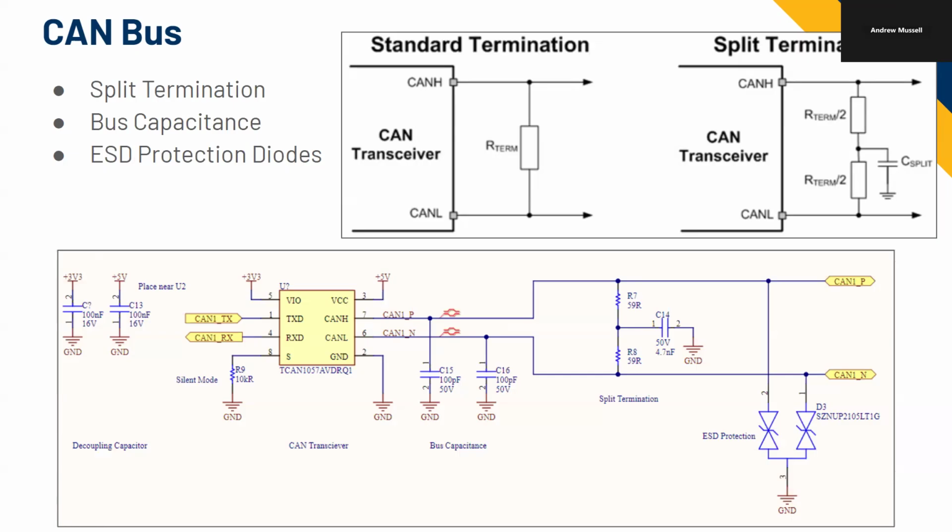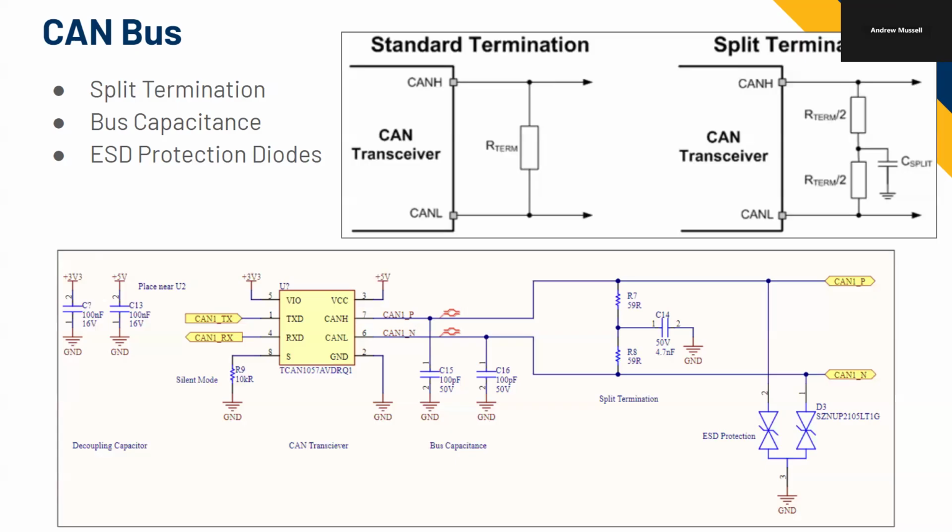So right, we were talking about just a 120 ohm resistor between the two lines. Here, over on the right, you see where it says split termination. And the photo right here actually shows the difference between standard termination and split termination. You put half the resistance on the top and the bottom, and then we have a capacitor in the middle that takes the split node and connects it to ground.